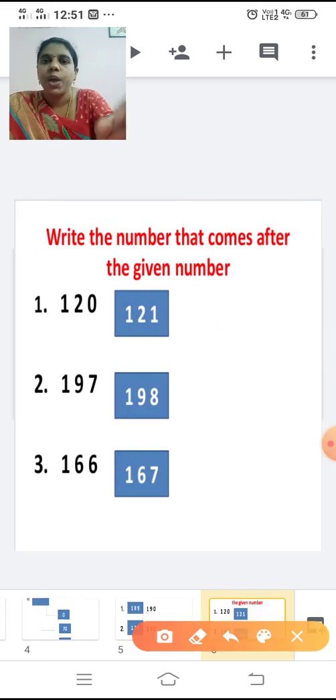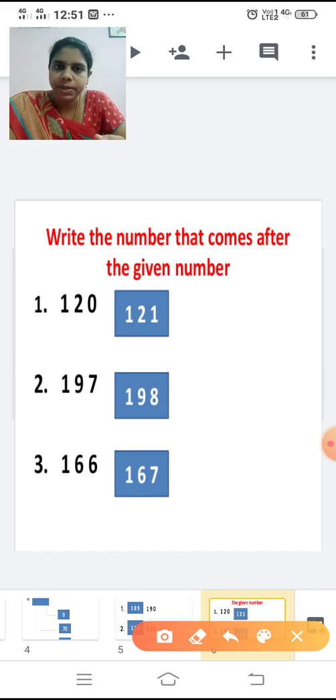Now we'll see. Write the number that comes after the given number. A number has been given. You're going to write the after number. That means you're going to add 1 to the number. The number that comes immediately after the number is called the after number. We can call it the successor also. Successor of a number.